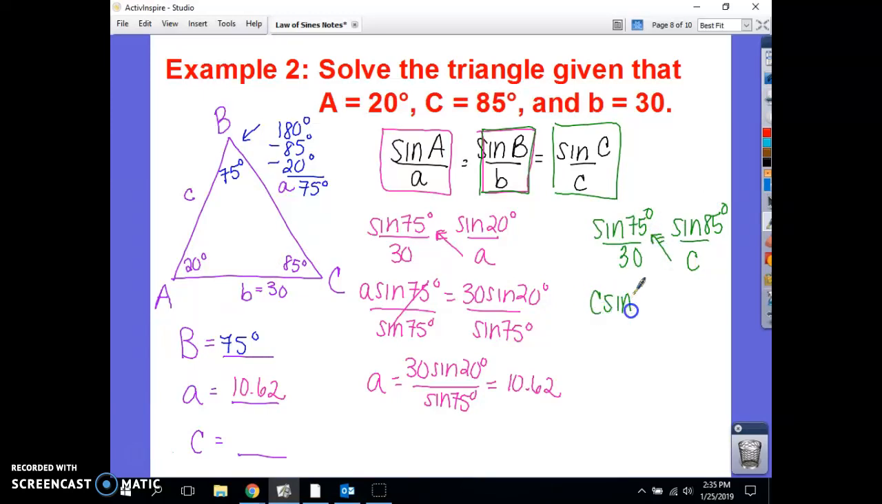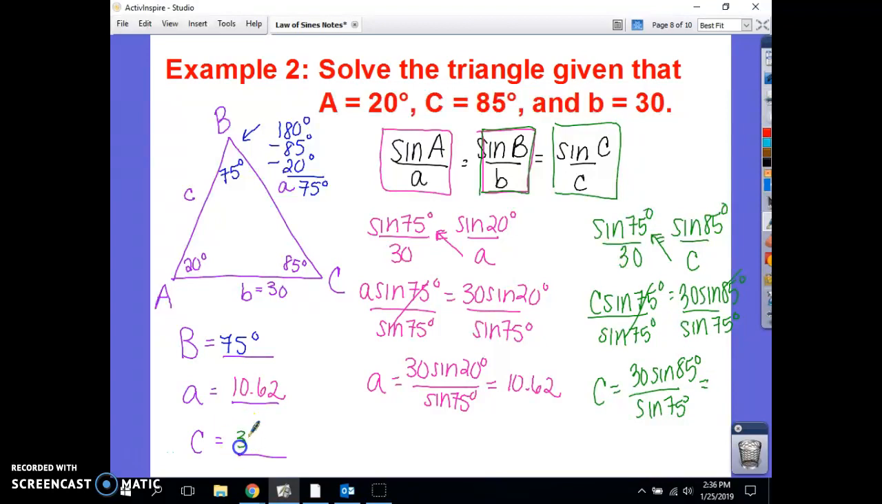So c sine 75 equals 30 sine 85. Then you're going to divide by sine of 75, and you're going to end up that c is 30 sine 85 over sine 75. Now, again, pick up your calculator. You're going to type that in, and you're going to get that little c is 30.94. All right, and that, guys, means that you have solved the triangle.